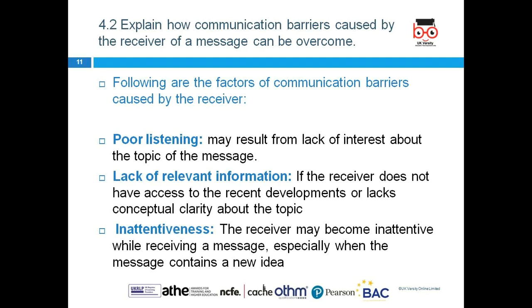Inattentive. So if they're being inattentive and they're just focusing on the phone, or they're doodling, or they're eating their lunch at the time they get the message, they're not going to pay attention. Now, this especially happens when there's a new idea, a new concept. Sometimes you can look at something and you're like, oh, what's that? So you've got to really make sure that you're paying attention when you receive a message.